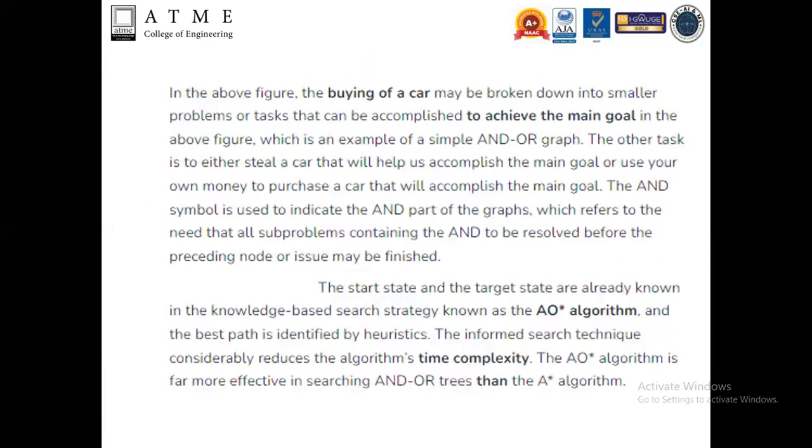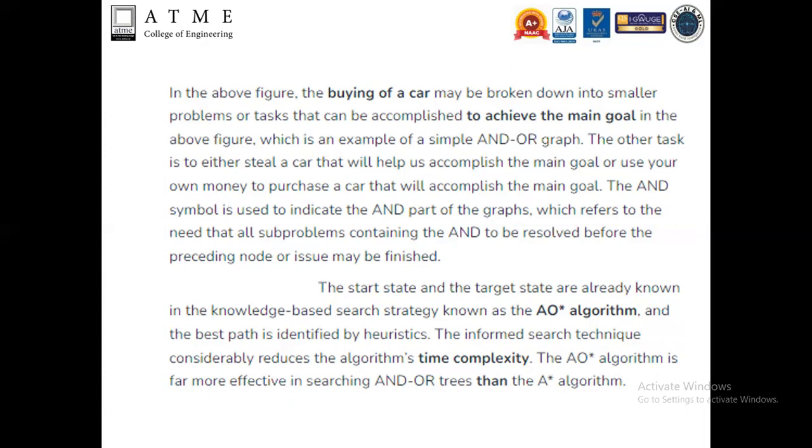In the above figure, buying a car may be broken down into smaller problems or tasks that can be accomplished to achieve the main goal. This is an example of an AND-OR graph. So the other task is to either steal a car, which will help us accomplish the main goal, or use your own money to purchase a car, which will accomplish the main goal. The AND symbol is used to indicate the AND part of the graph, which refers to the need that all sub problems containing the AND be resolved before the node or issue may be finished.